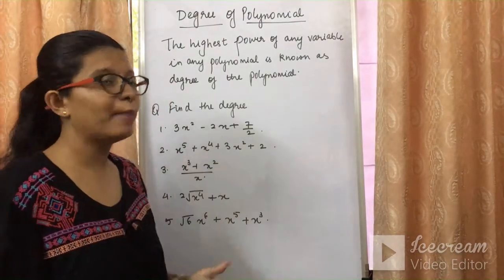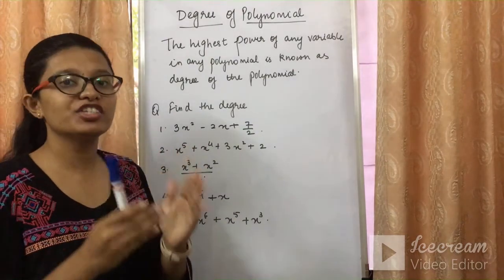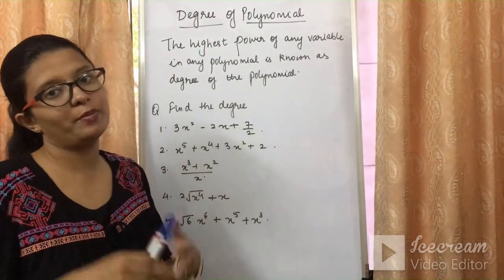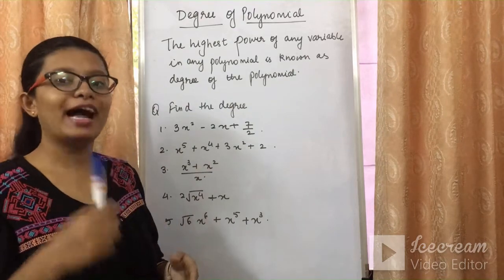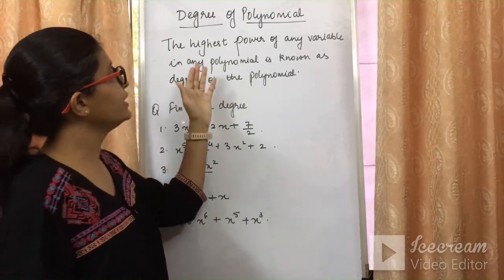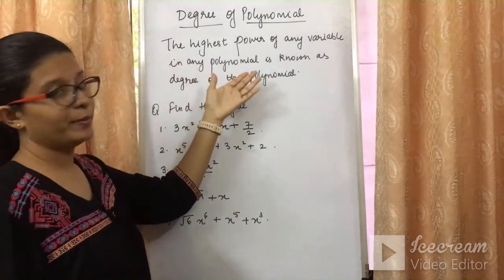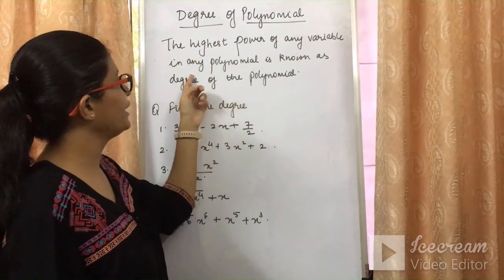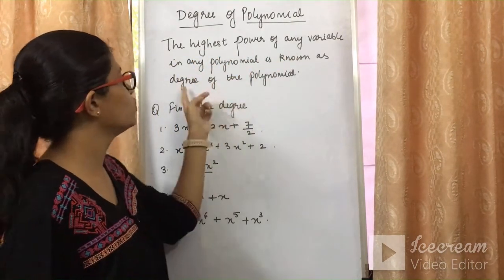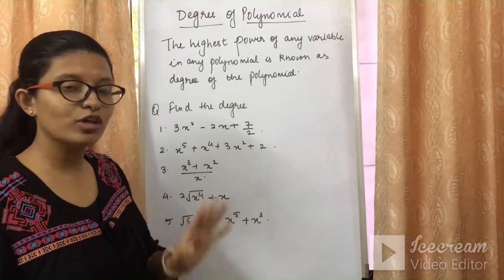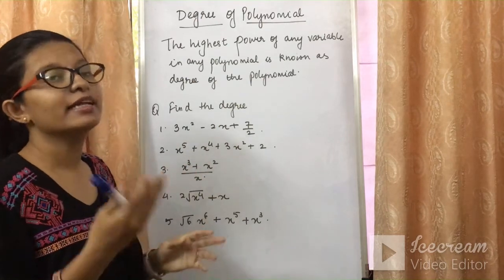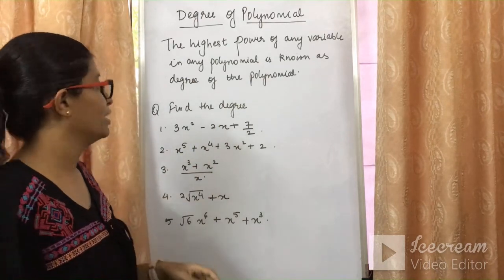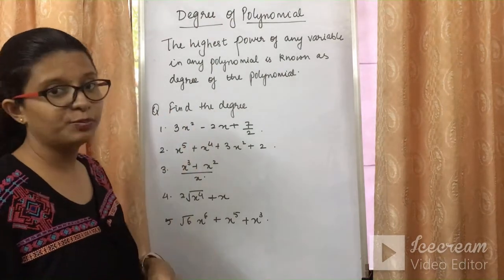As I just told you, the highest power which is associated with the given polynomial is nothing but the degree of that given polynomial. So that's what is written in the statement over here. The highest power of any variable in any polynomial is known as the degree of the polynomial. So the highest power of that polynomial is nothing but the degree of that polynomial. So let's find out the degree for these polynomials over here.